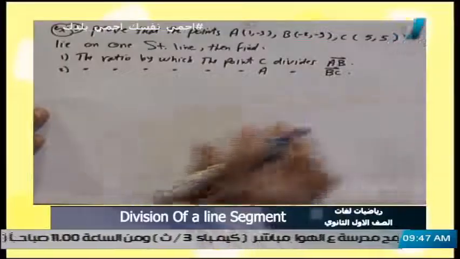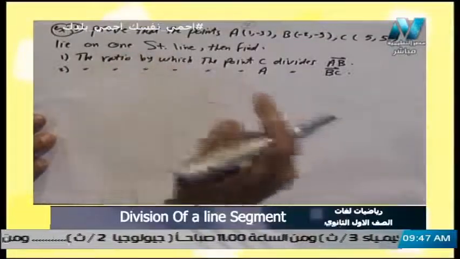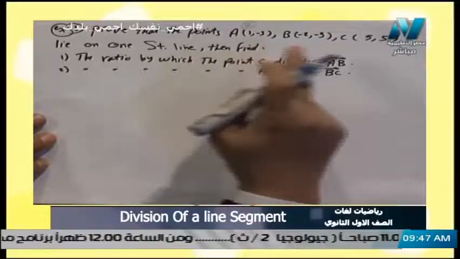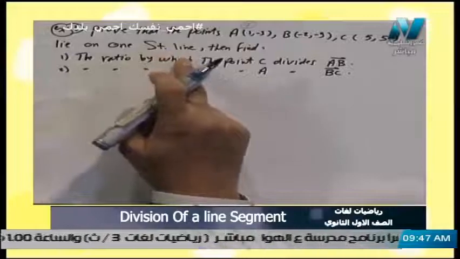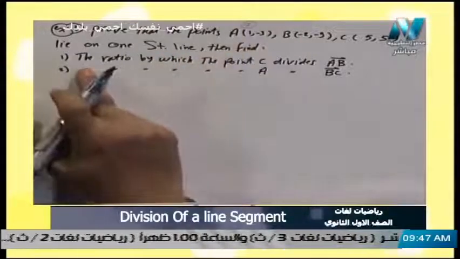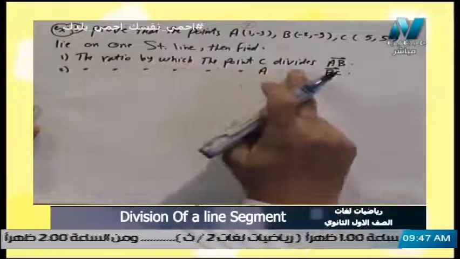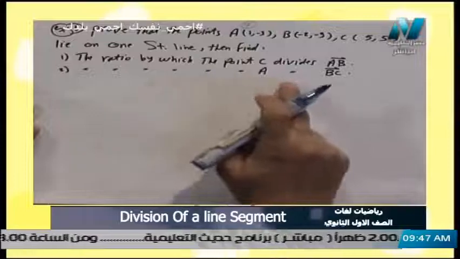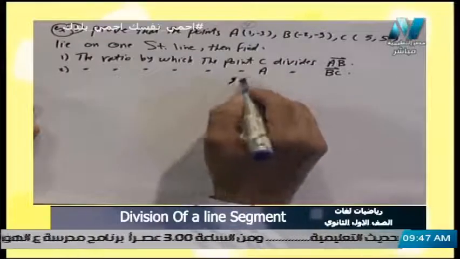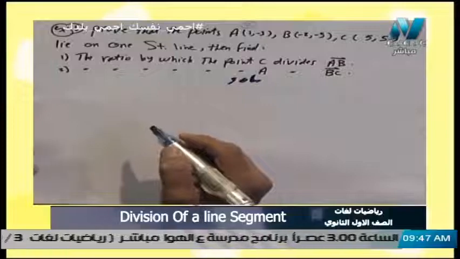Okay, let's move to another example. Example number 6. We have an easy example. The example says: prove that the points A, B, and C lie on a straight line. Then find the ratio by which the point C divides AB and the ratio by which the point A divides BC. We will solve it. Solution.